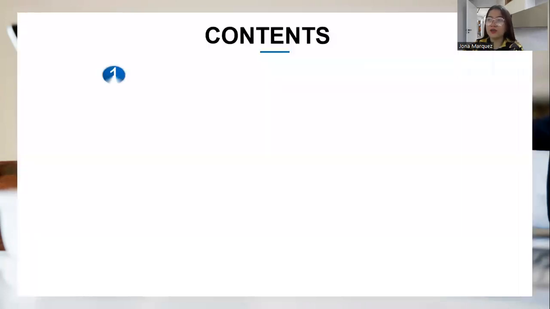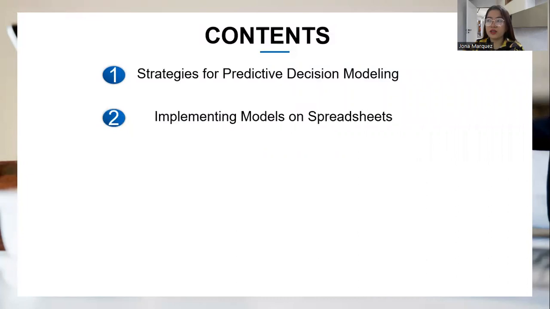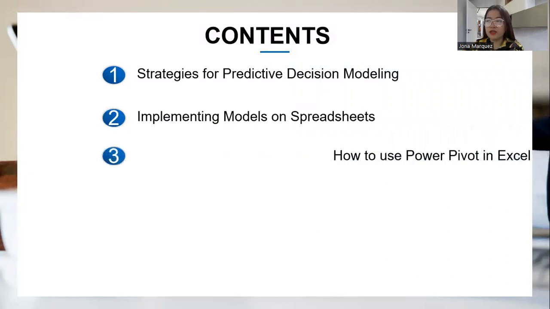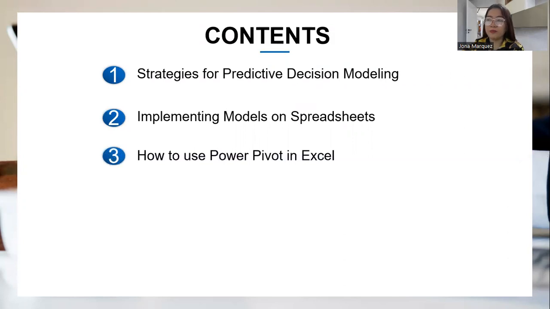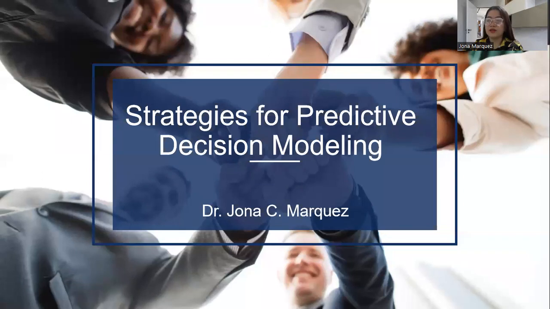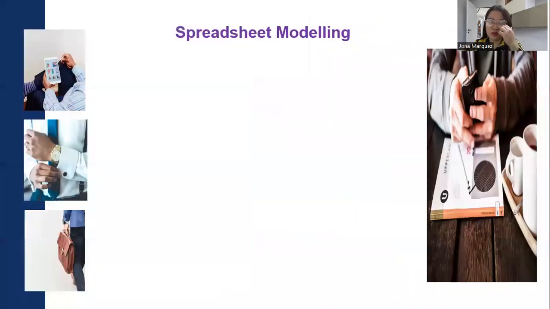Okay, so here are the three contents that we are going to discuss: first, strategies for predictive decision modeling; second, implementing models on spreadsheet; last, how to use Power Pivot in Excel. All right, now let's proceed first with the strategies for predictive decision modeling. We are going to discuss first the theory and then later we will discuss the example in Excel.